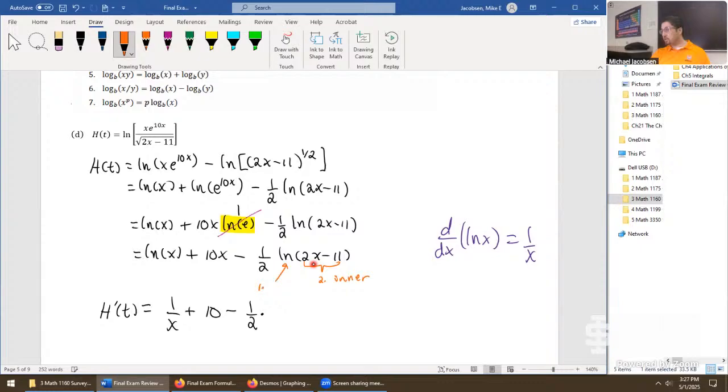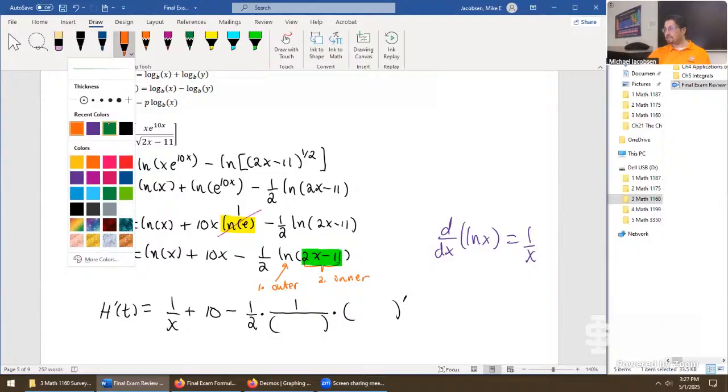The outer function is the natural log x. So when we go to differentiate this one right here, we use that process. It's going to be 1 over something that we multiply by the derivative of that something. I think we often use green for the inner function. So let's do a call back to that.